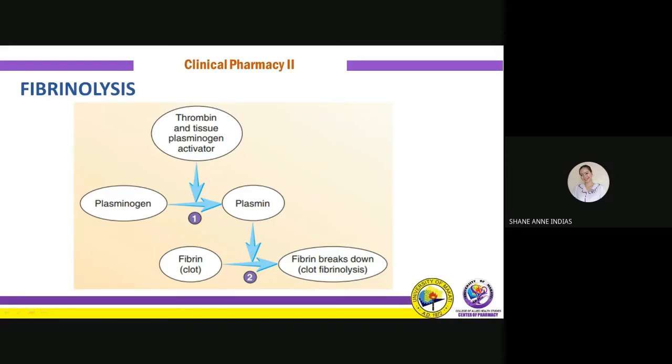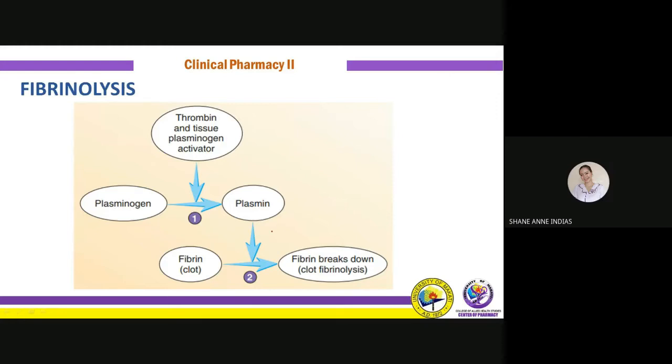The first step is that our inactive plasma protein, plasminogen, is converted into its active form, plasmin. Thrombin and other clotting factors activated during clot formation, and tissue plasminogen activator released from the surrounding tissues, stimulate the conversion of plasminogen to plasmin. And over a few days, plasmin slowly breaks down the fibrin. That's how simple fibrinolysis is.